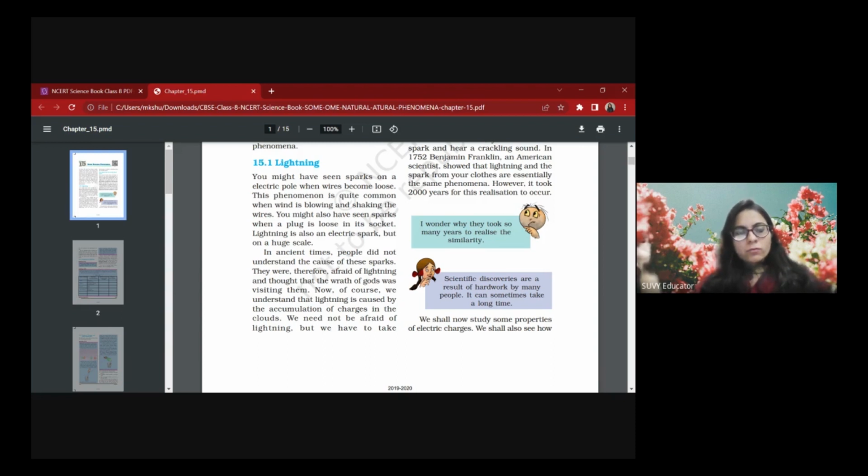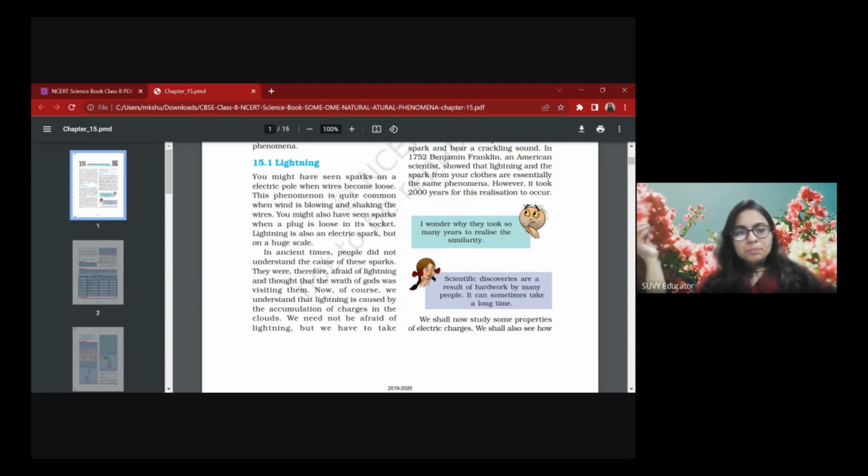This phenomenon is quite common when the wind is blowing heavily and shaking the wires. Obviously, when wind is blowing, every substance shakes, especially the wires. At your home also, you may have observed sparks when a wire is loosely put in the socket, from electric appliances. The same kind of spark is there in the sky, and that is lightning. So lightning is also an electric spark, but not on a huge scale. It is small, of very short duration, and very temporary.